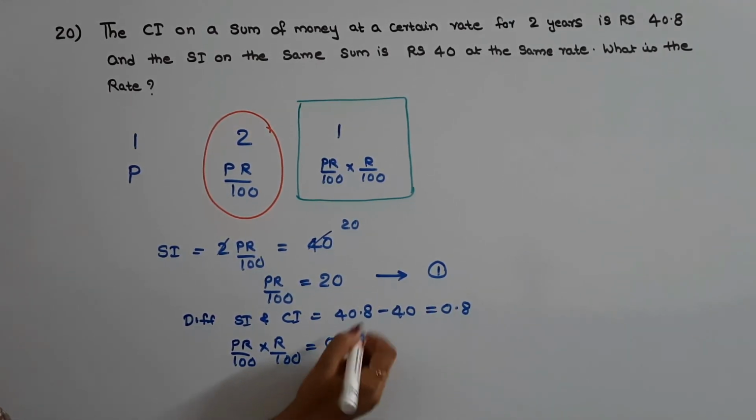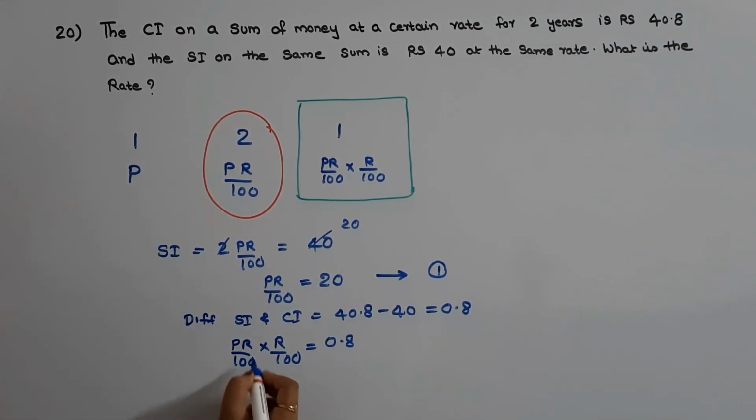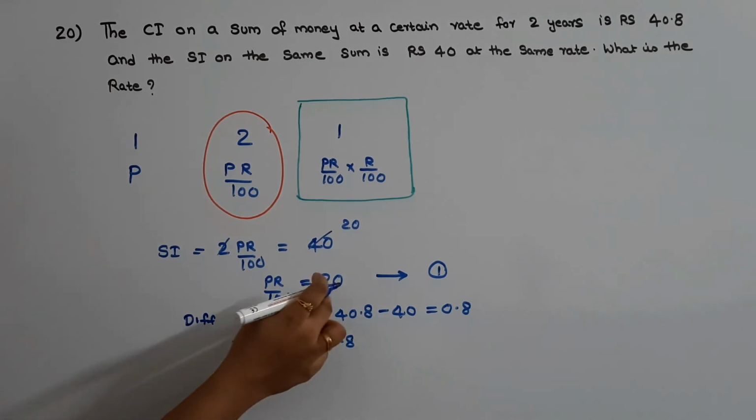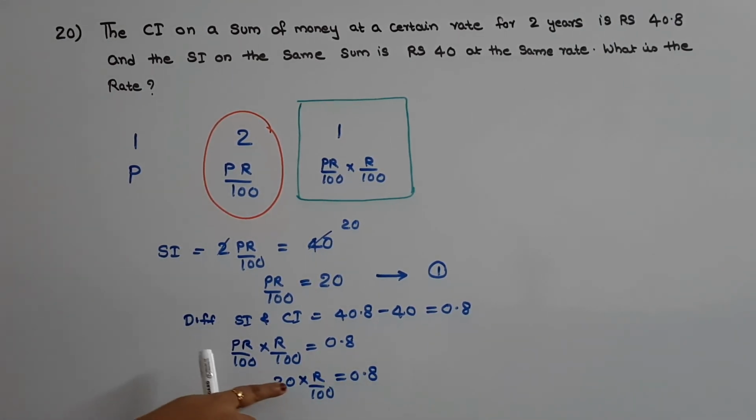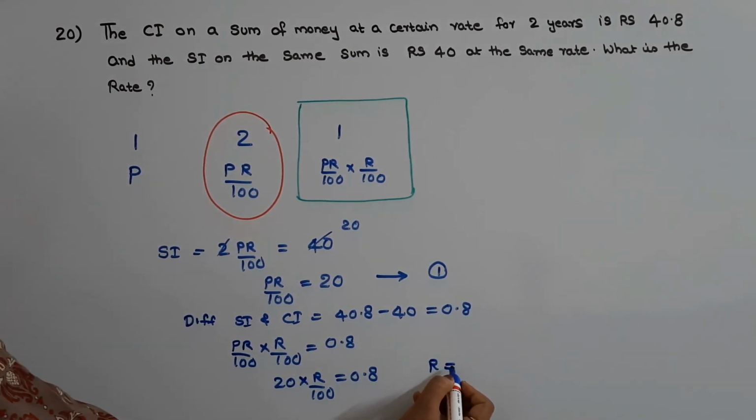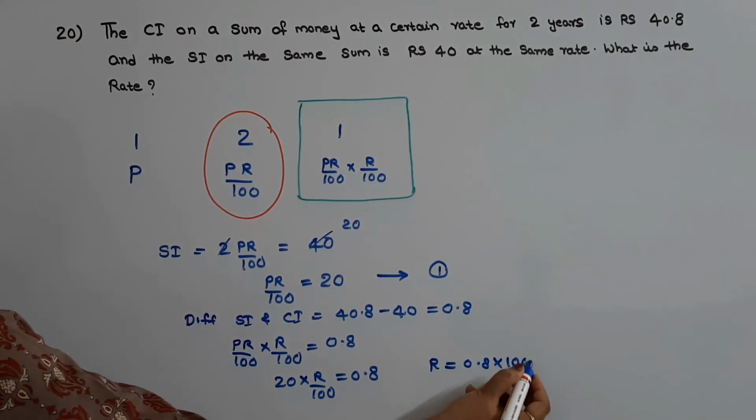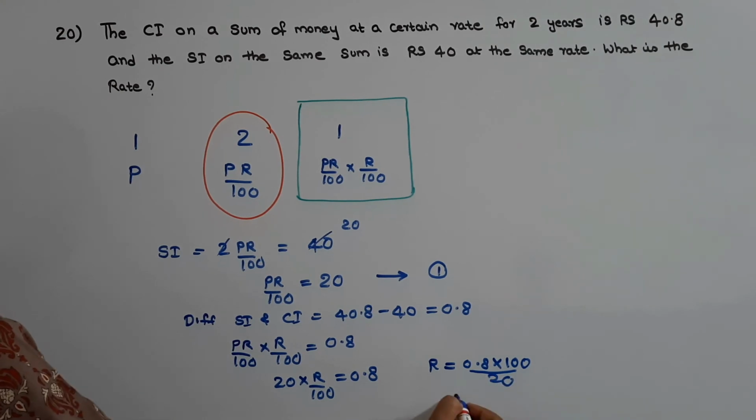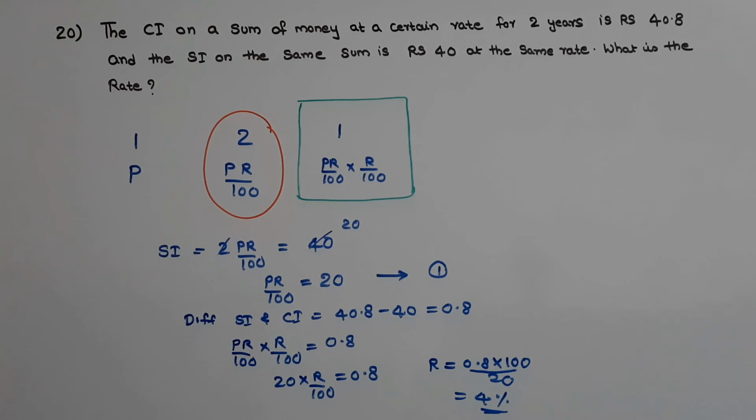0.8. Now from 1 we know that PR by 100 is equal to 20. So on substituting PR by 100 as 20, 20 into R by 100 is equal to 0.8. So by solving this you will get the value of R. On solving this you will get the value of R as 0.8 into 100 by 20, that is equal to 4%. So this is the answer.